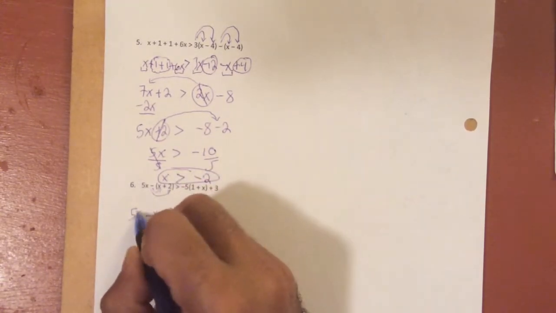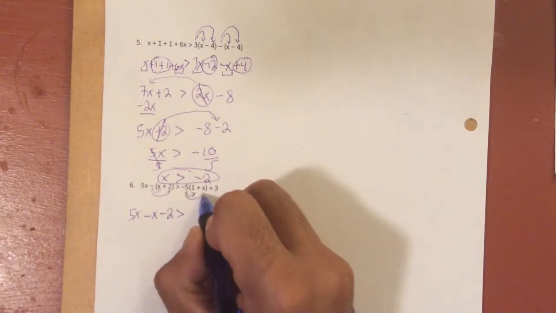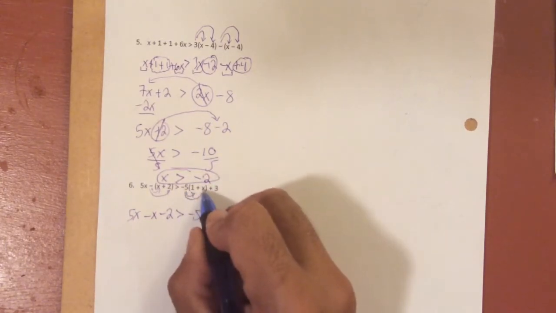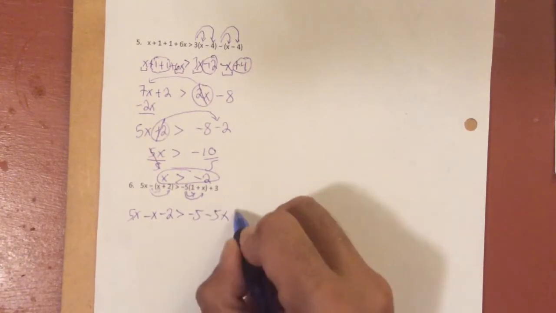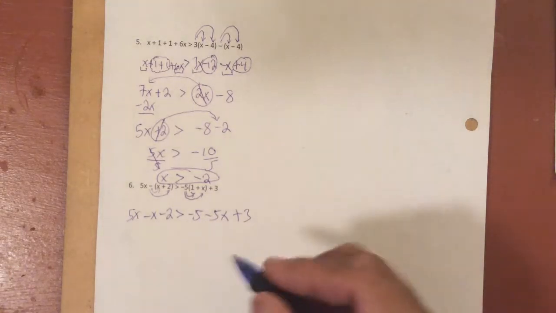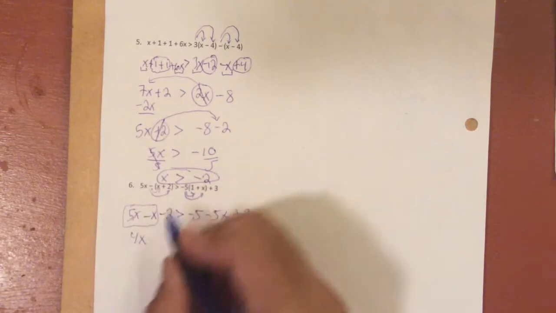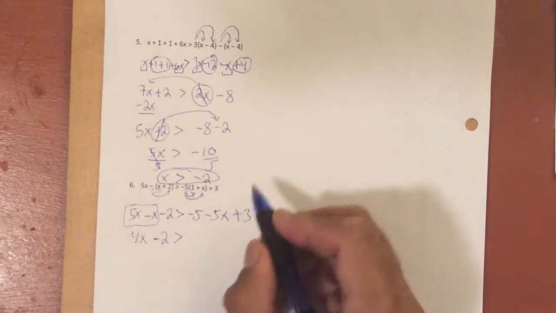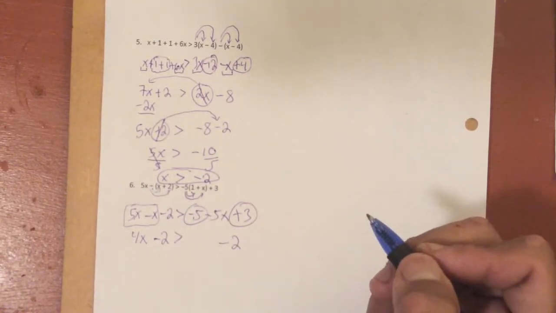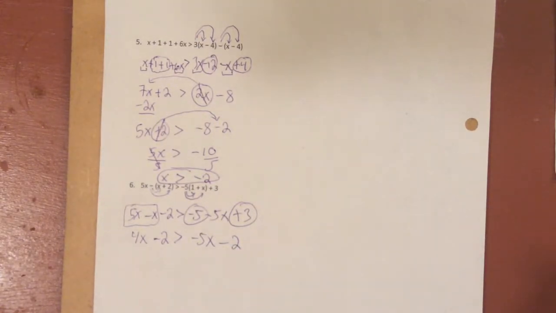Don't forget to bring down your 5x and your symbol, and now let's distribute the other negative. Negative 5 times 1 is negative 5. Negative 5 times x is a negative 5x. And then bring down your plus 3. Now, let's combine some like terms. 5x minus x is 4x. Bring down your minus 2 and your symbol. And then negative 5 plus 3 is a negative 2. So then bring down your negative 5x. And there is my problem.